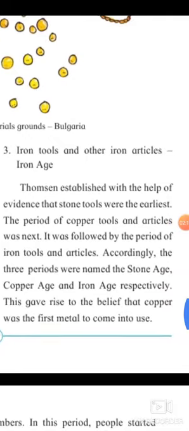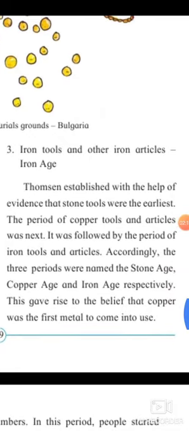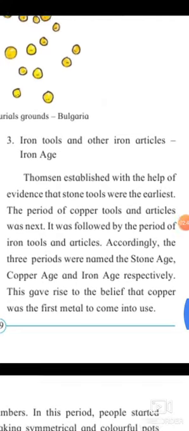Thompson established with the help of evidence that stone tools were the earliest. So he clearly defined the first age as the stone age. We know that Homo habilis used stone as a tool, which made some fires like this. That's why he created the stone age as the first stage.